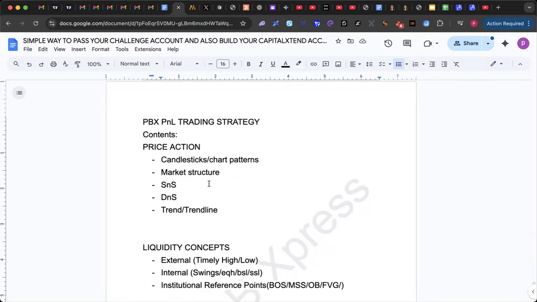Market structure, it's what creates a trend, where you have a swing high, a swing low, a swing high, a swing low, or a swing high, a swing high, a swing low, a swing high, or a swing low, a swing high, a swing low in that dimension.